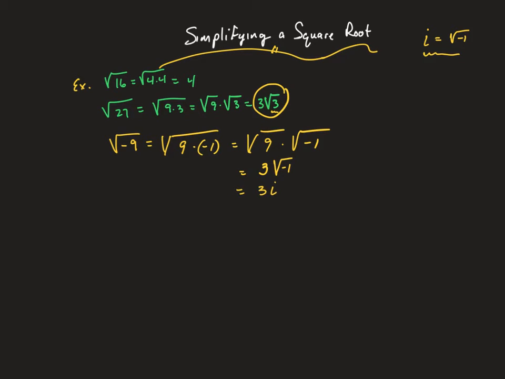So anytime you see i, you know that it is the square root of negative 1. Again, up until now, we've never been able to find the square root of a negative number, but this is allowing us to do that.